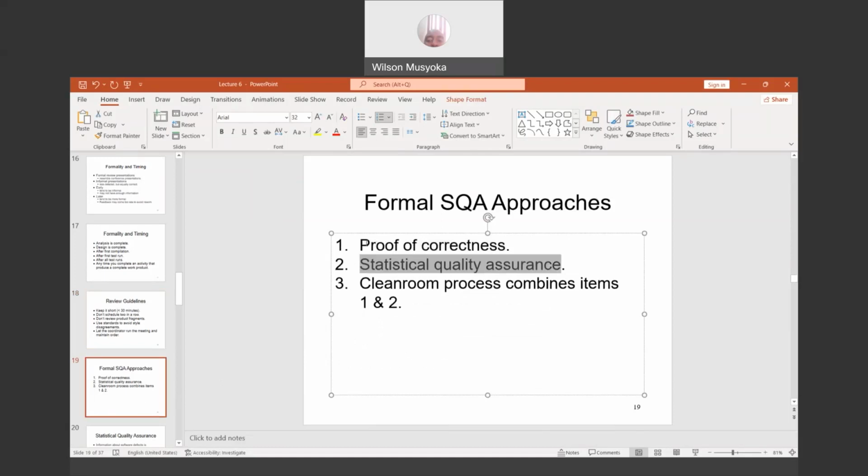Like when we are talking about proof of correctness, if you are talking about performance, how did the system perform in terms of maybe feedback to the user? It took less time. You can record maybe statistically 2 seconds, 2 microseconds, something like that. So that is a measure which can be used to either say it is of quality or not of quality. And then that is where we are talking about statistical and then clean room process that combines item 1 and 2. That is proving correctness and statistical quality assurance.